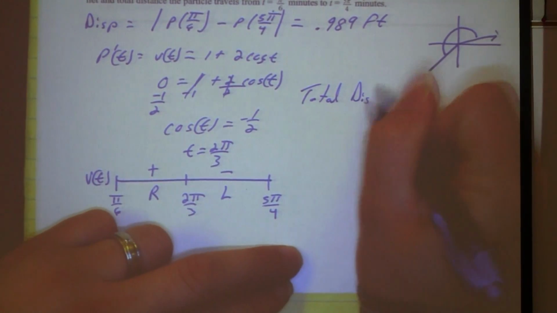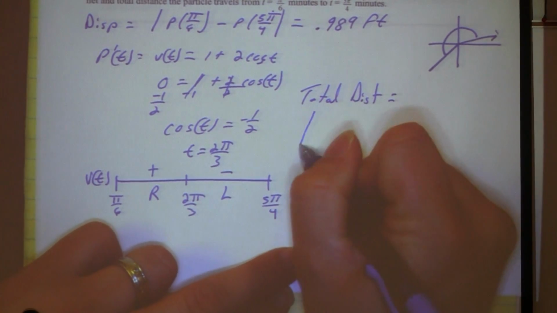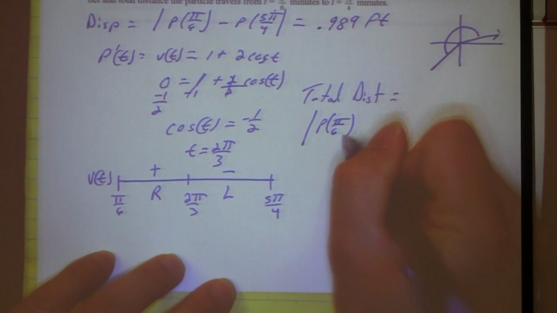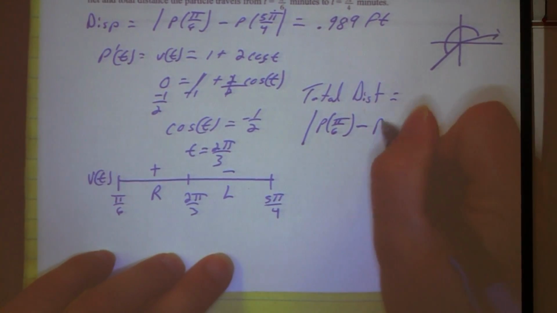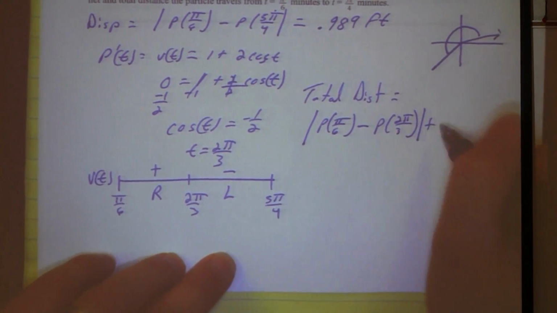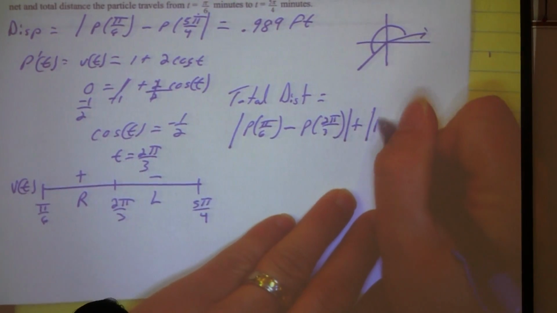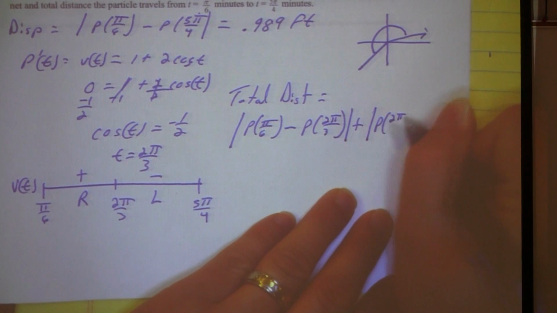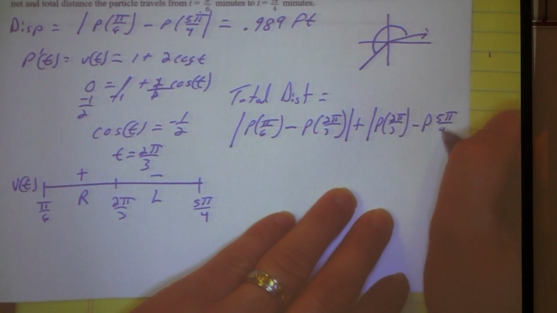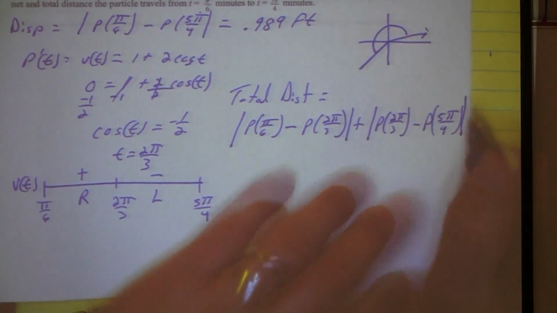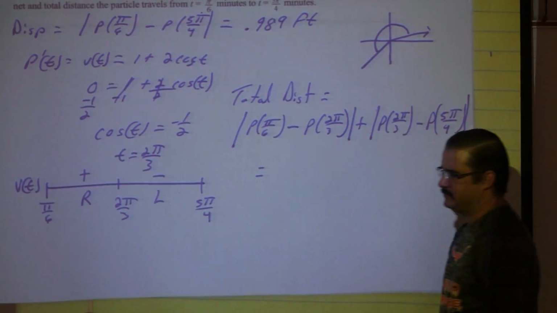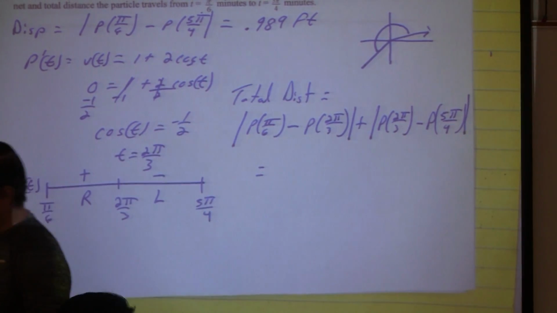Total distance equals the absolute value of P of pi over 6 minus P of 2 pi thirds. Beautiful. That's the first distance. Plus the absolute value of P of 2 pi over 3 minus P of 5 pi fourths. Plus 0. Super easy. Total distance and displacement is very easy. Type it in and let's see what we get.